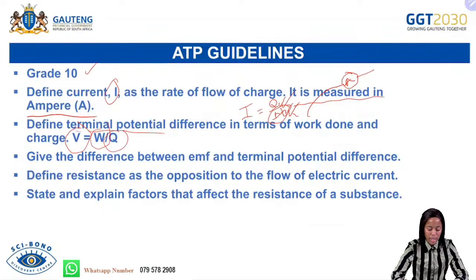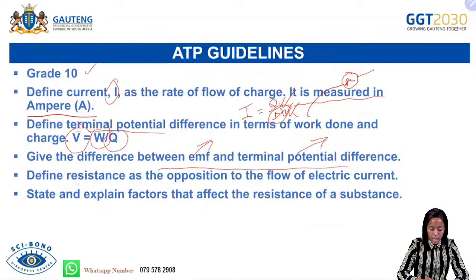And then the next one says, give the difference between the EMF and the terminal potential difference. Remember, the EMF is the voltage that you are going to measure across the battery when the switch is open. And the terminal potential difference means the voltage that you are going to measure across the battery when the switch is closed in the circuit.